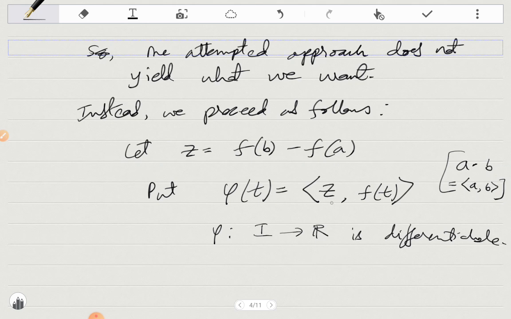Now when you take the dot product of two differentiable functions, it's easy to see just by the definition of the dot product that what you get is differentiable. Here, anyway, z is fixed, it's a constant. On the other side we have f, so the whole thing is differentiable. Phi is differentiable.